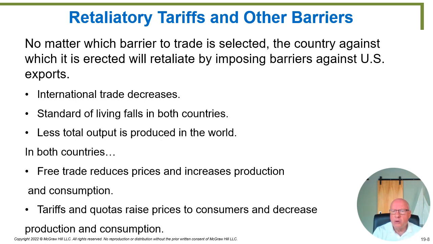So total international trade decreases. The standard of living in both countries, both the country doing the trade barrier and not permitting the imports, and the country doing the exports, are both damaged. The importing country is damaged by paying higher prices for the goods and services that it would normally buy from imports, and of course the exporting country loses the export business. So less total output in the world is produced. Free trade does the exact opposite. Since it reduces the prices and it increases production, it turns out both countries benefit.